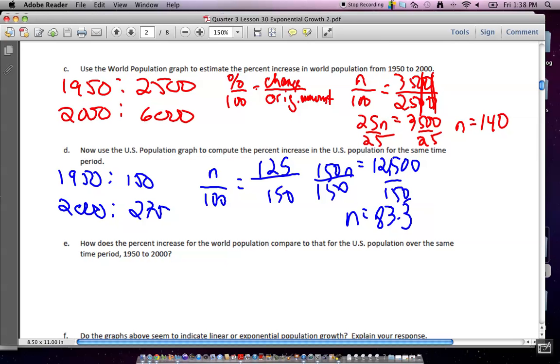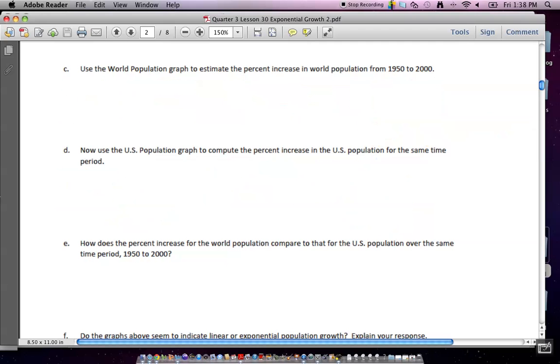So clearly, they are not growing at the same rate. The red one, the world population, is a 140% change over that 50-year period. The blue one, the US population change, is 83.3% growth over that time. How does the percent increase for the world population compare to that for the US population? Clearly, the world increase is greater. Agree? Everybody with me on that? Okay. Scroll up a little, see what it says next.